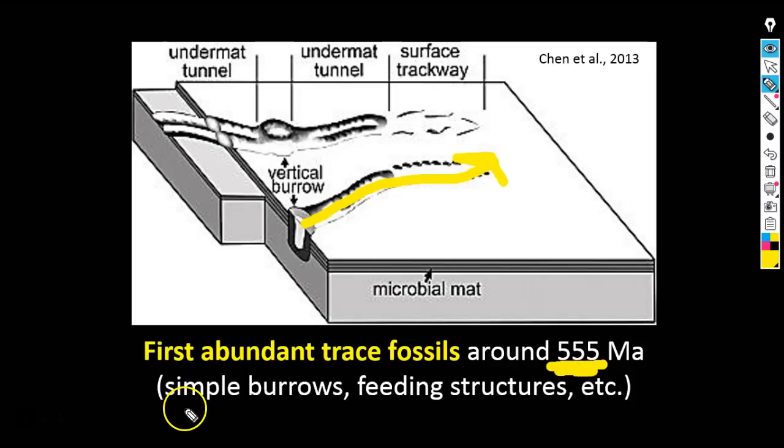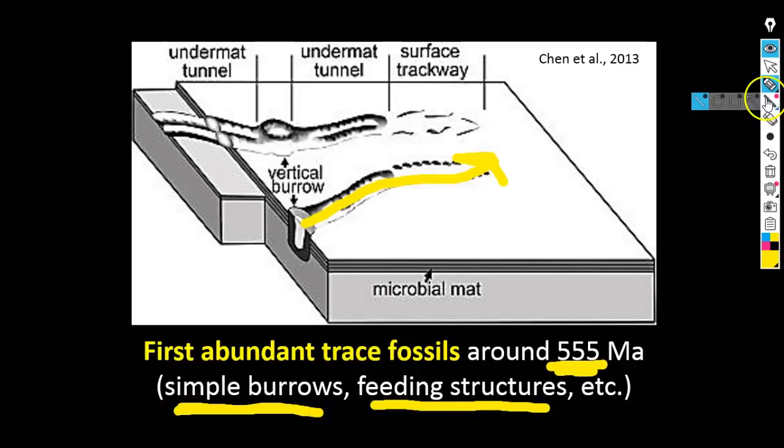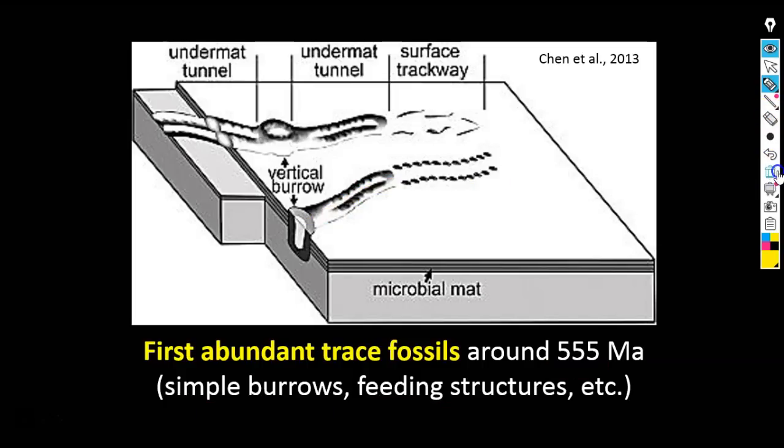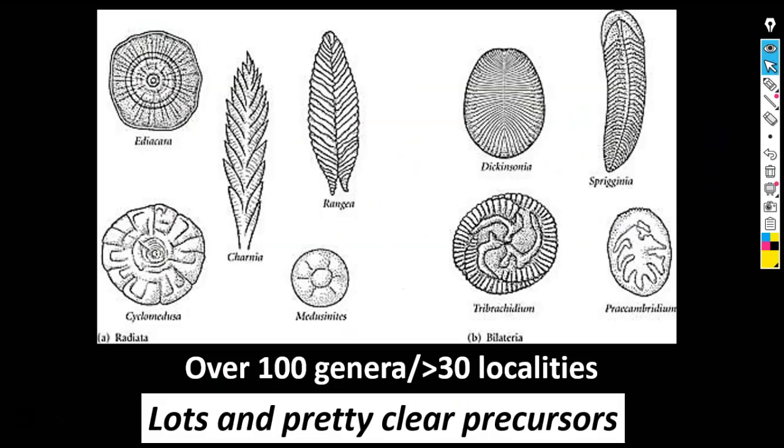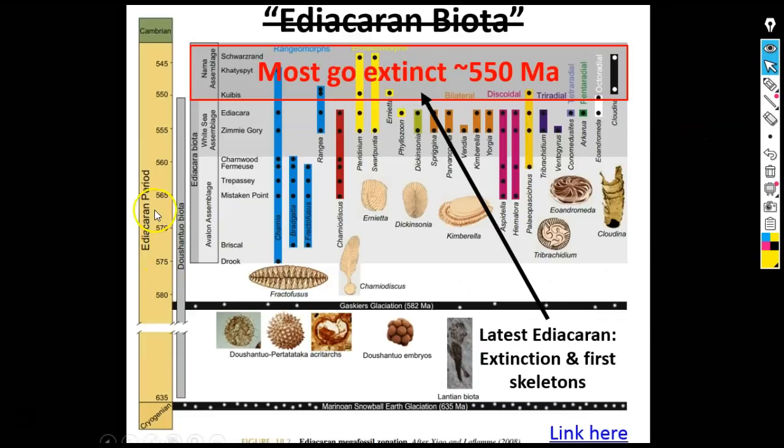And they start off really simple. Just simple feeding structures, really simple shallow burrows. So I'm going to show you where 555 is in this scheme. So let's jump back one. Let's get rid of this guy, and then we'll jump back one. So 555 is putting us where? That's putting us right here.